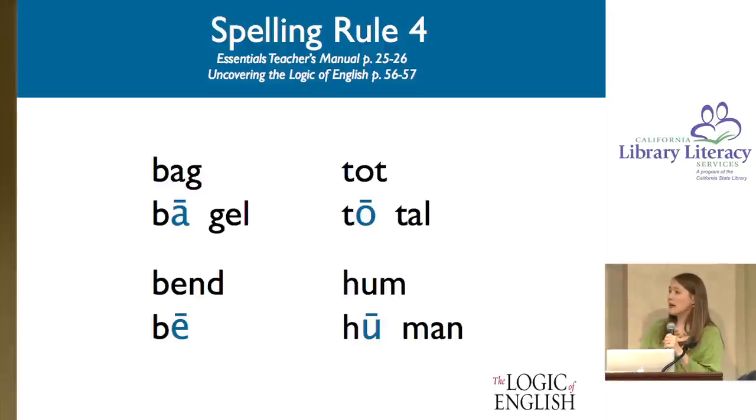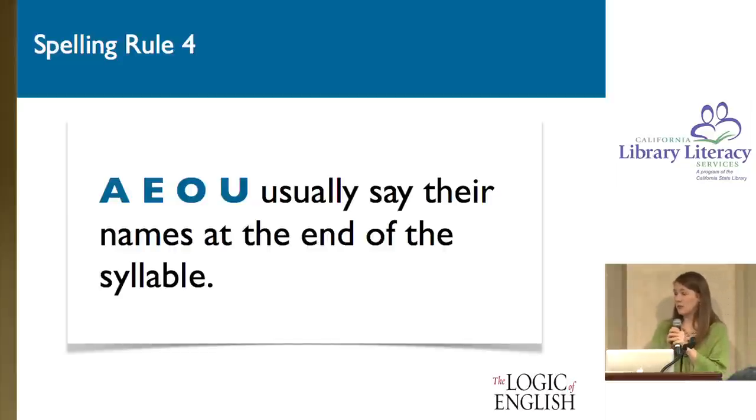So let's compare bag and bagel, bend and be, tot and total, hum and human. When is the vowel saying its name? At the end of the syllable. The rule is A, E, O, U usually say their names at the end of the syllable. This is the most common reason for a vowel to say its name in English.